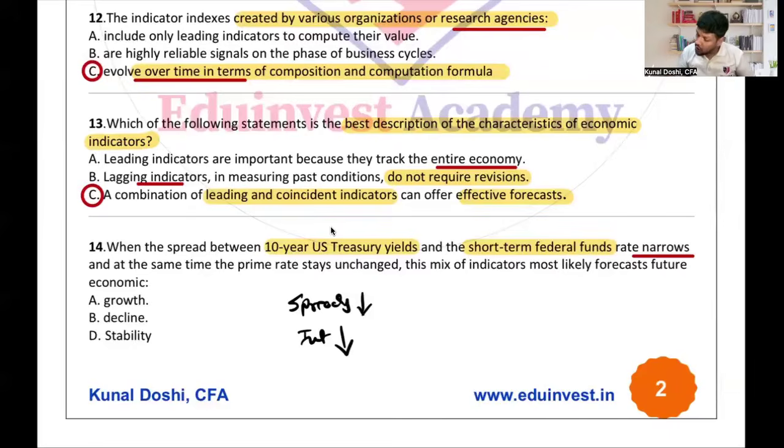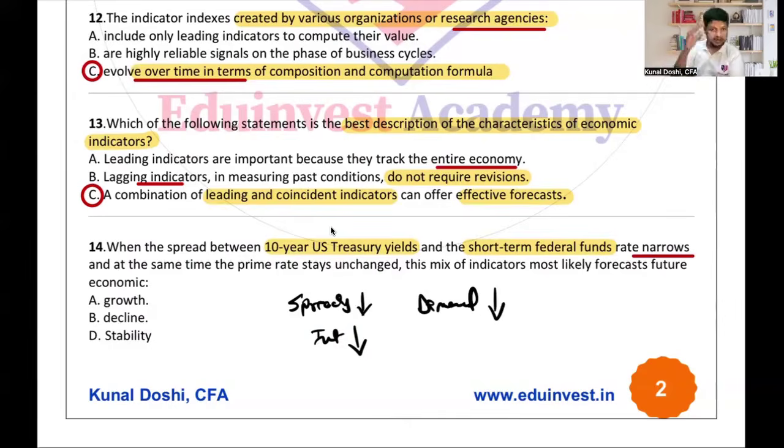Okay. Now, how do you relate this? When interest rates are going down, is the demand for money increasing or decreasing? The demand for money is actually decreasing, isn't it? Because if the demand for money is increasing, the rates will rise. The cost of borrowing will increase. So, what type of indicator is that?